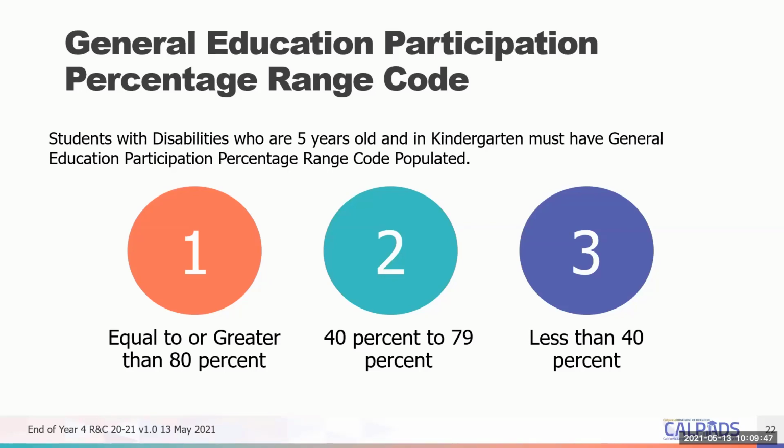And so there are 3 different categories. The codes are 1, 2, 3. That's why they're used here on the slide. Is the student in a regular classroom environment receiving general education 80% or more of the time? Is that student receiving general education 40 to 79% of the time? Or is that student in a regular classroom environment receiving general education 40% or less?